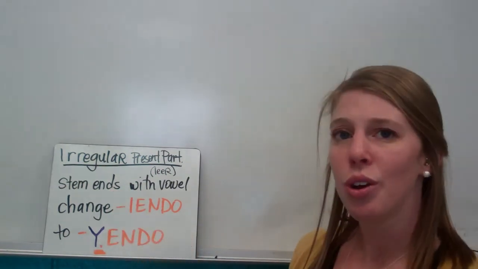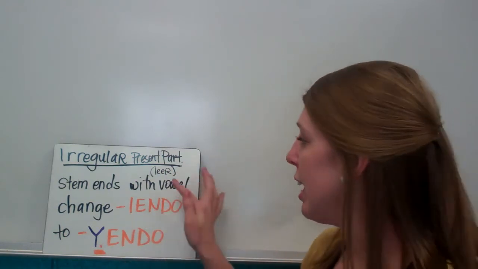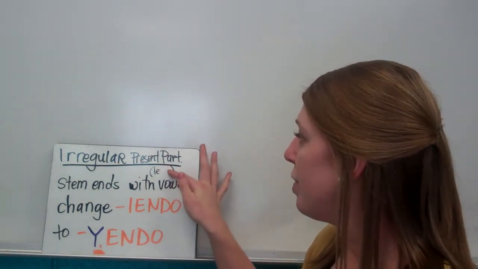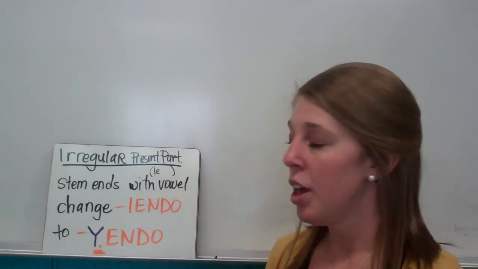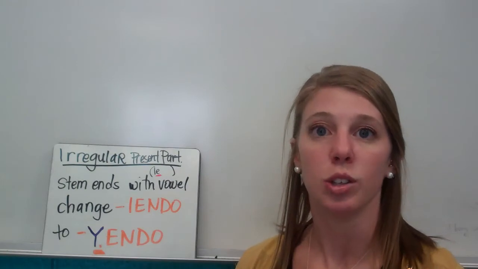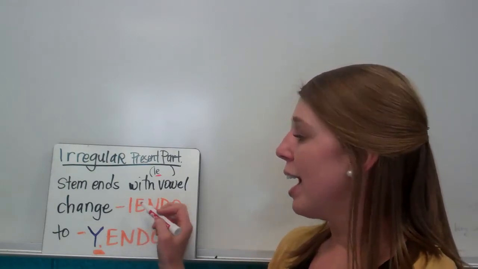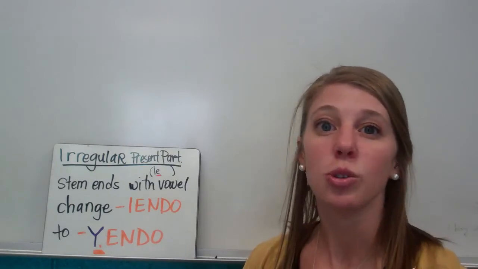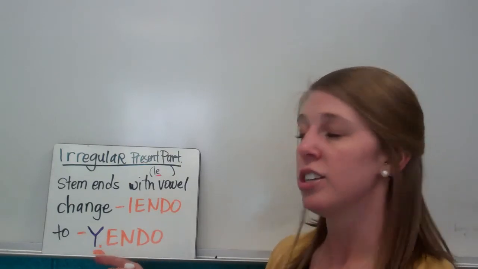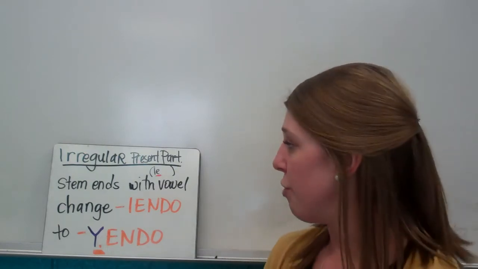So just in case you don't know what that is, let's look at the verb leer. When we take off the ER, we're left with the stem of the verb. Notice how this stem ends with a vowel. It ends with an E. So we don't want an E-I-E together. The sound is weird, and so that's why we have to change it to a Y to preserve the original sound that the stem has with the verb.